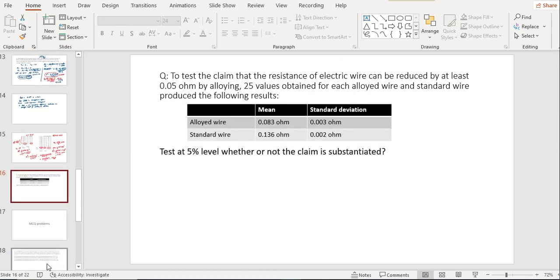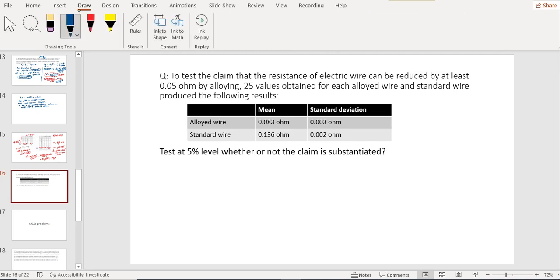Now let us consider another one. The question is to test the claim that the resistance of the electric wire can be reduced by at least 0.05 ohm by alloying, with 25 values obtained for each alloyed wire and standard wire. Test at 5% level whether or not their claim is substantiated. So what will be the claim here?